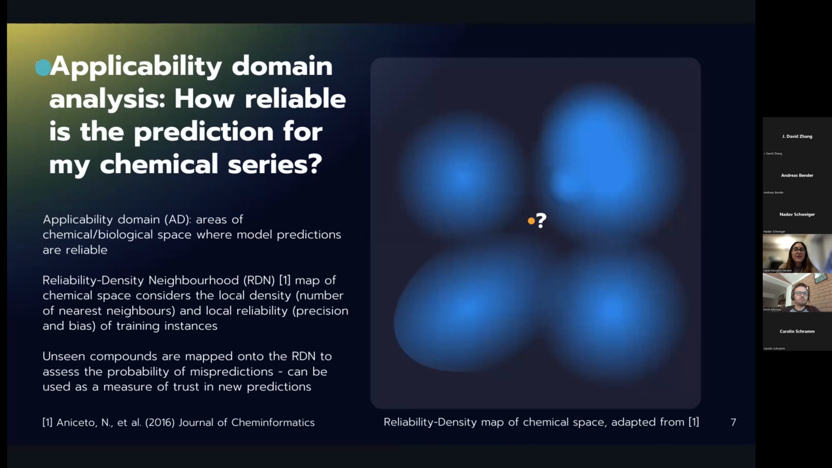An example of this is called reliability density neighborhoods, which creates a map of chemical space considering the local density, which is the number of nearest neighbors, and the local reliability, which is the precision and bias of training instances. Here you can see it represented as a schematic, where we have areas of chemical space which are denser and more reliable, and areas which are sparser and less reliable. Unseen compounds can be mapped onto this RDN map, and that can be used to assess how reliable the prediction is for this new compound.